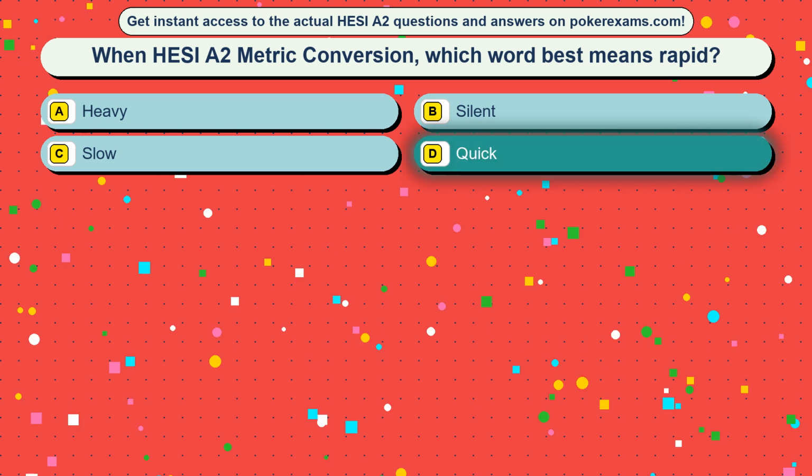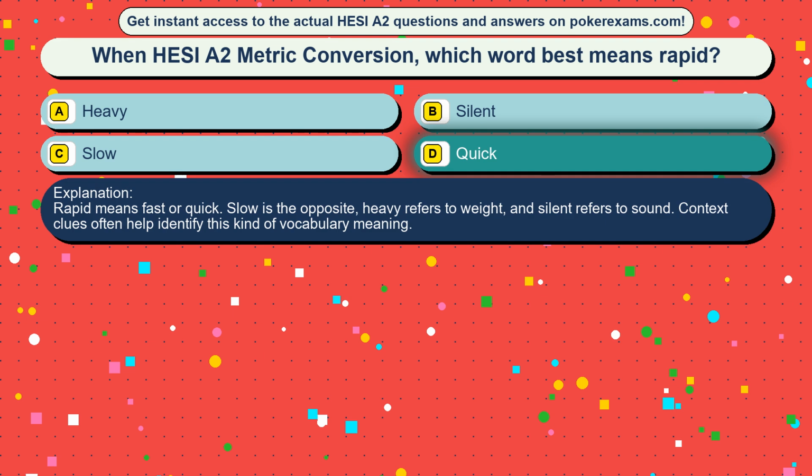The correct answer is option D, quick. Rapid means fast or quick. Slow is the opposite, heavy refers to weight, and silent refers to sound. Context clues often help identify this kind of vocabulary meaning.